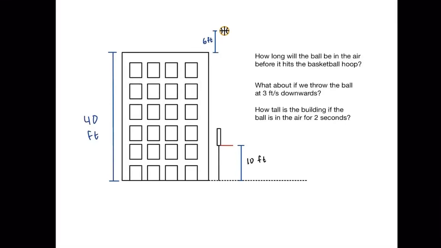Hi guys, today we're going to be looking at a free fall example. So we have three different questions here. The first one that we'll cover is how long will the ball be in the air before it hits the basketball hoop? Now to begin this problem, we're going to have to set up our coordinate system.